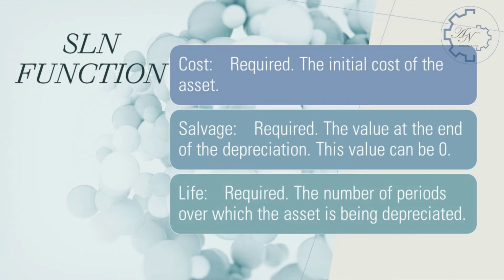This function has three arguments. Cost, required. The initial cost of the asset. Salvage, required. The value at the end of the depreciation. This value can be 0. Life, required. The number of periods over which the asset is being depreciated.